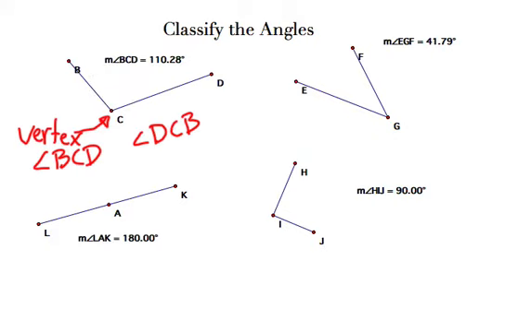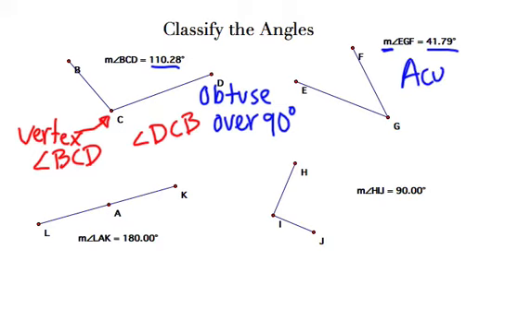All right, so when I'm classifying these angles, if it is over 90 degrees, which this one is, this is called an obtuse angle. So this one's obtuse because it's over 90 degrees. Our next one, EGF, its measure, that's what that M stands for, is 41.79, so that makes it an acute angle, okay, because it's under 90 degrees.